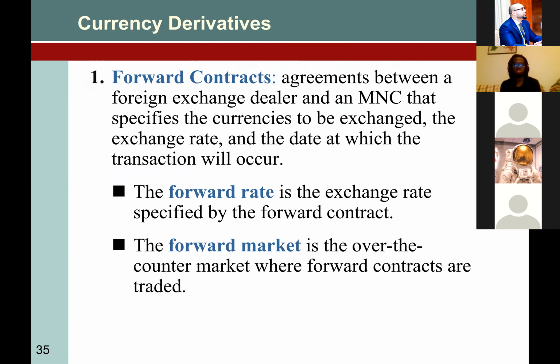So currency derivatives, which is also a part of international financial markets. You heard about derivative markets, right? Forward, future. So let's just talk about this. Forward contract. A forward contract is an agreement between a foreign exchange dealer and a company or individual, but since we are talking about international finance, most of the transactions are related to MNCs, multinational corporations. So don't worry about that. It can be an individual as well.